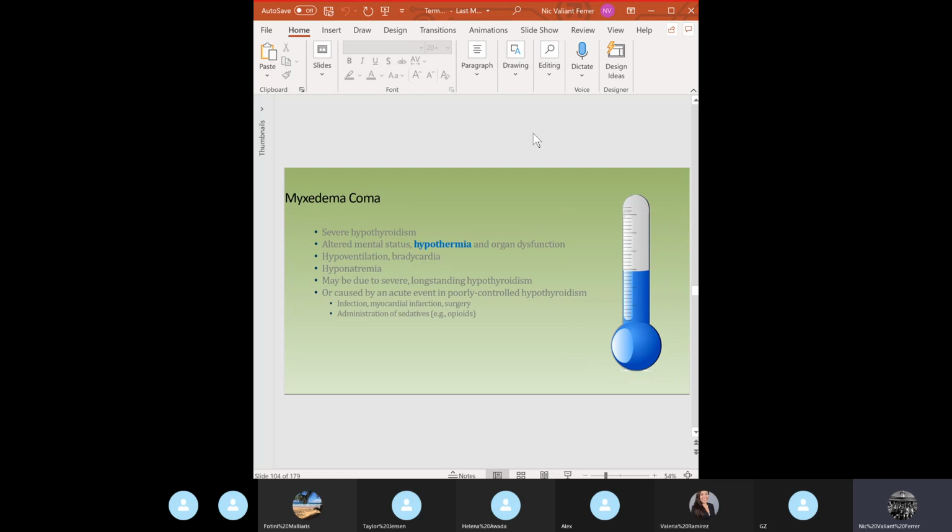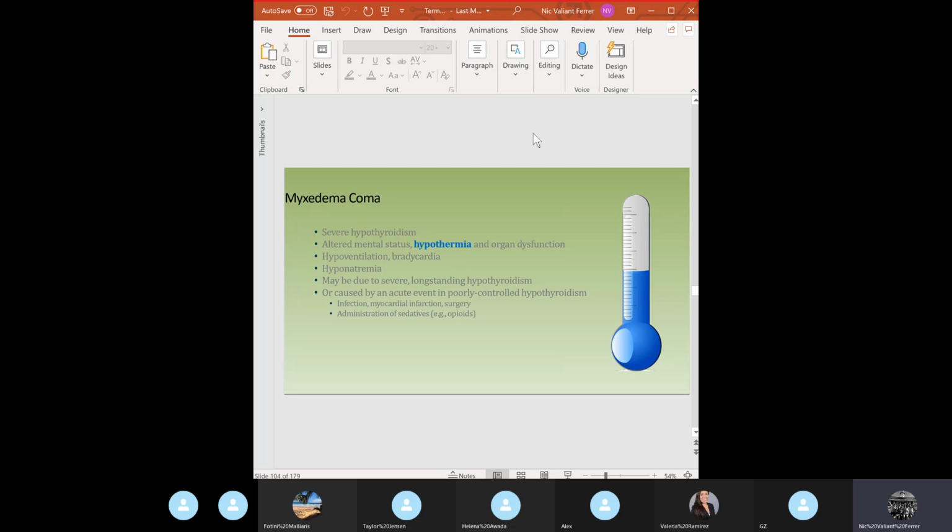What is this myxedema coma that we talked about? The deadliest outcome of hypothyroidism. So you have hypothermia, altered mental status, and organ dysfunction. This is caused by an acute event in a poorly controlled hypothyroidism. For example, if you've given opioids to a patient, or infection, or the patient is having MI, or the patient is going to surgery. So it's a combination of hypothermia, hypoventilation, bradycardia, hyponatremia.